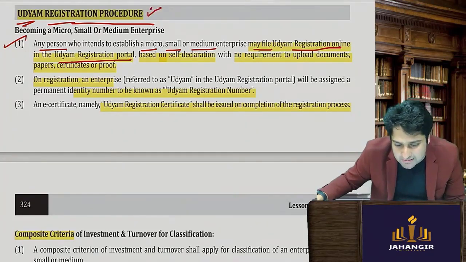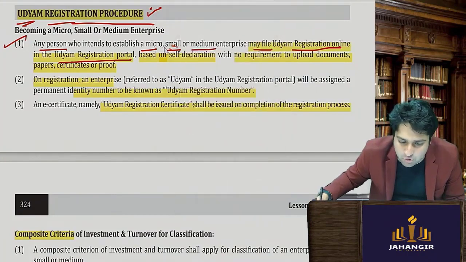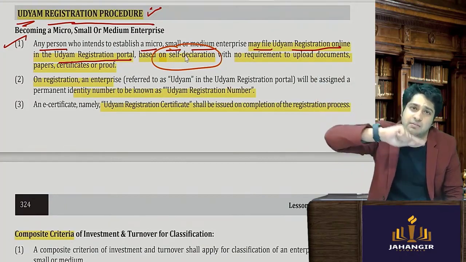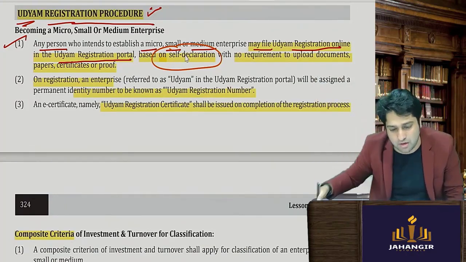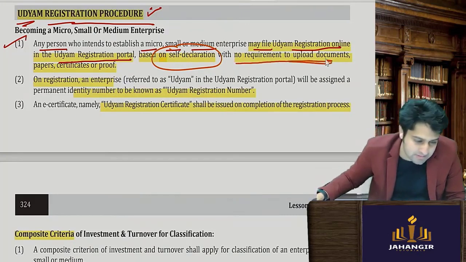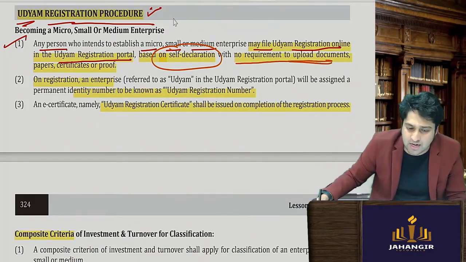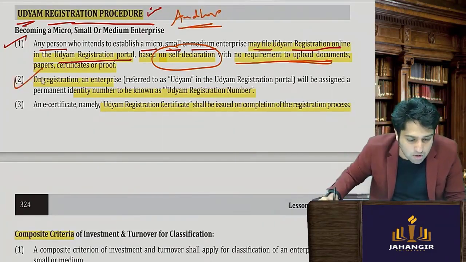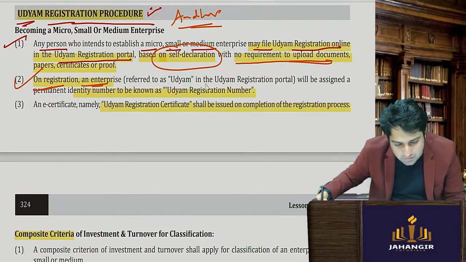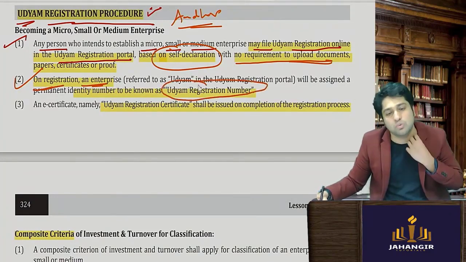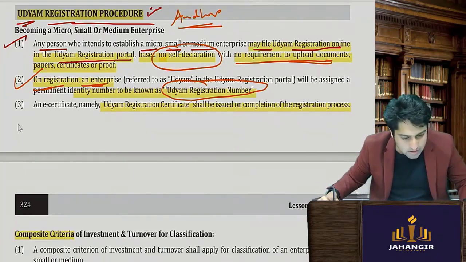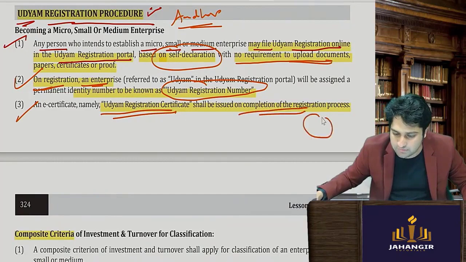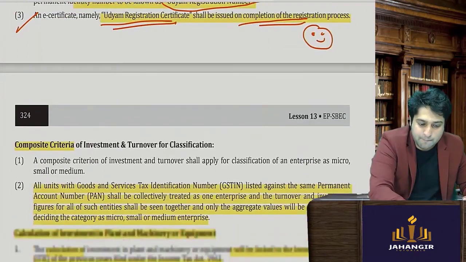Okay, now let's go. And it is everything on self declaration. You don't require any professional signature. Self declaration. I agree. All the statement above is correct to the best of my knowledge. No requirement to upload documents. Aadhaar based. That's why they call it Aadhaar based. On registration, the enterprise will get a Udyam registration number. Udyam registration certificate will be issued on completion of that process. So even I have got this for my entity.